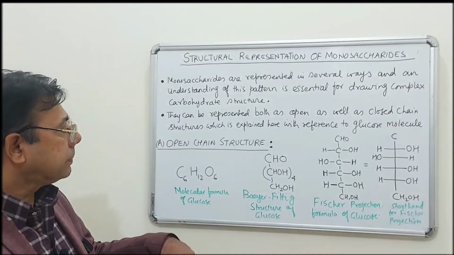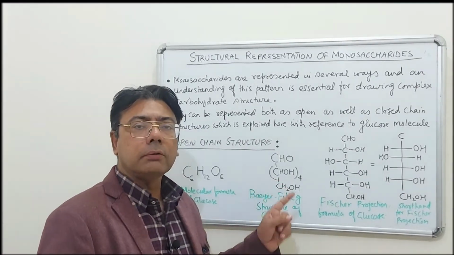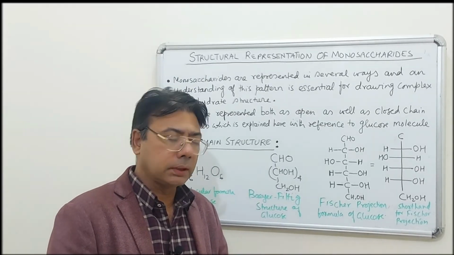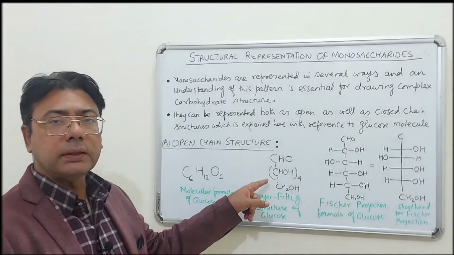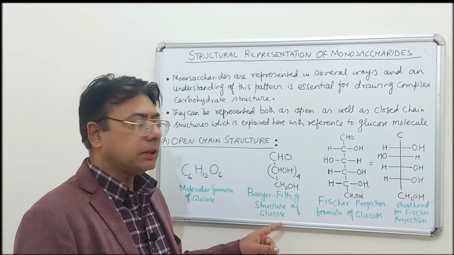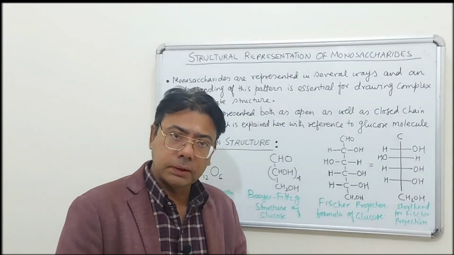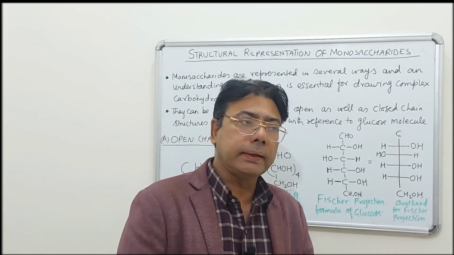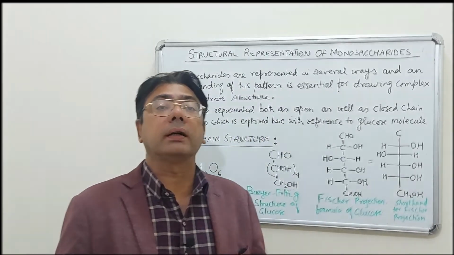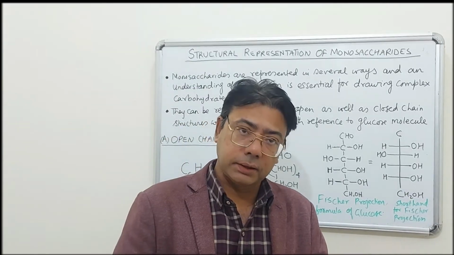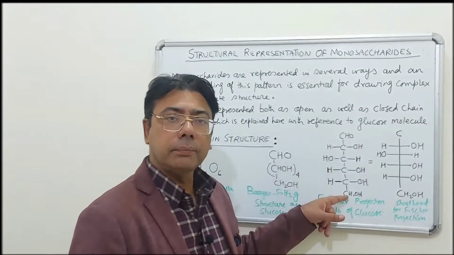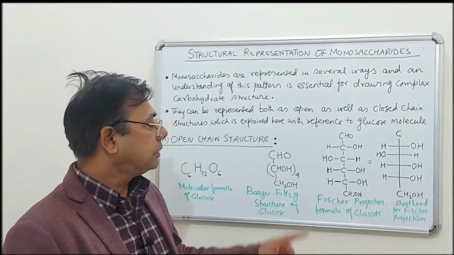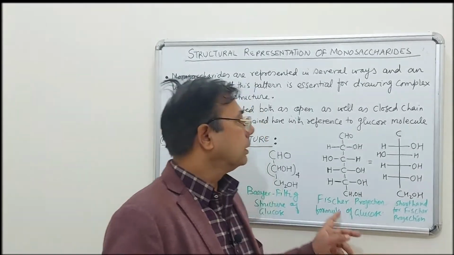Now, as I explained earlier, the glucose molecule has one aldehyde group and five hydroxyl groups. If we incorporate this information, then we get this structure, which is called the Baeyer-Fittig or Fittig-Baeyer structure of glucose. But in this, we don't get any idea of the orientation of H and OH groups. As I explained earlier, the orientation of H and OH groups around the chiral carbon is very important in any structure. So if we incorporate that information also, then we get this structure, which is called Fischer projection. That is very popular.